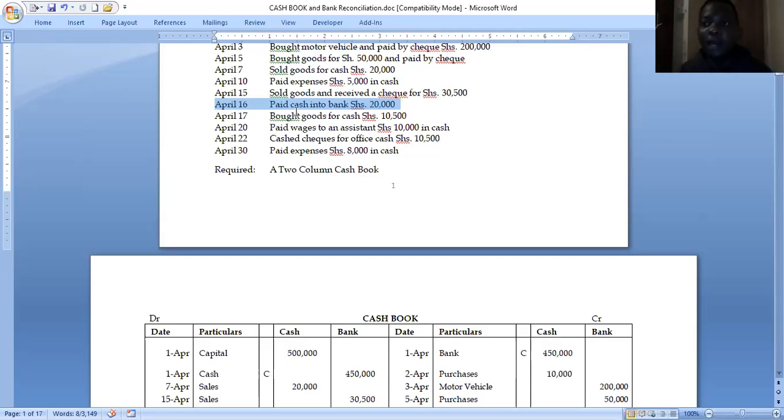Paid cash into bank means that he took money from his safe, from his cash box in the office, and took it to the bank. Therefore, the cash account will decrease and the bank account will increase. The cash goes down, the bank goes up. Both being assets, whenever an asset is increasing, you debit, and whenever it is decreasing, you credit. So credit cash, debit bank.